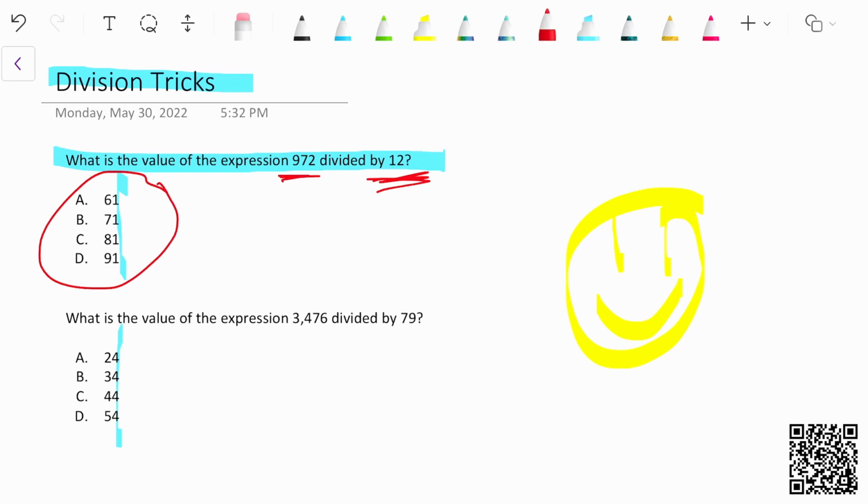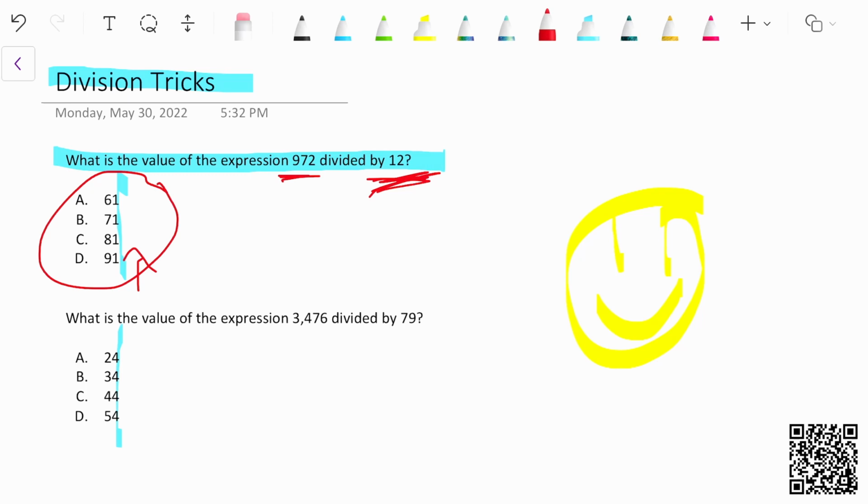So let's take a look at the front digits of 972 and 12. The first two digits of 12 is just 12 because it's a two-digit number, and the first two digits of 972 is 97. So we've got to find something that multiplies 12 to be near 97. Let's go from the bottom up today. So let's start with D, 91.